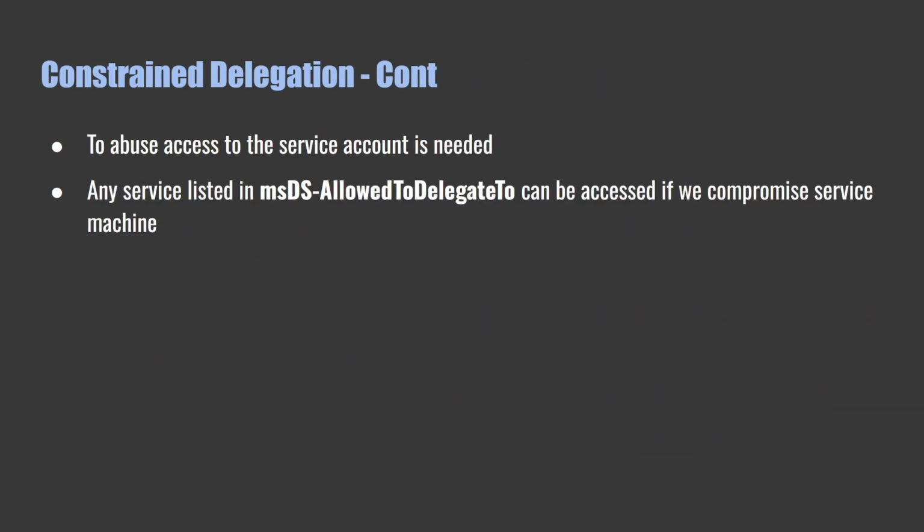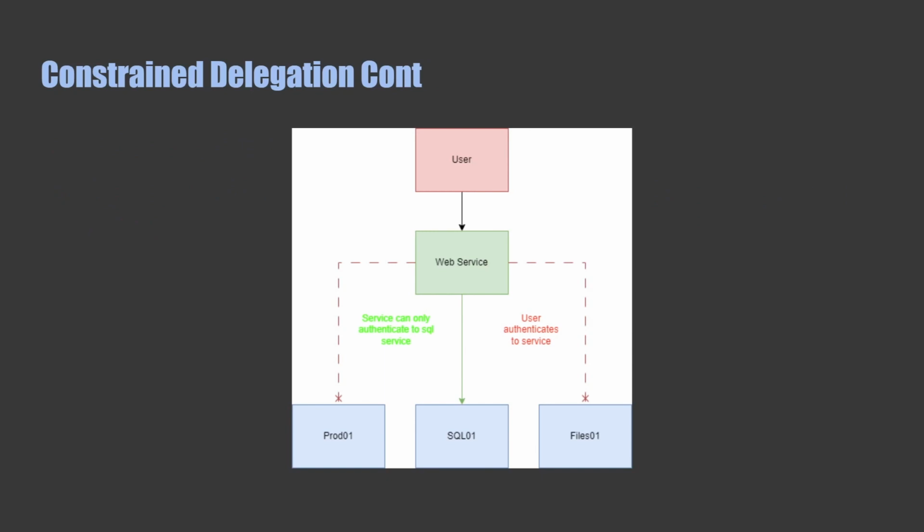To abuse access to the service, a service account is needed, so you'll need control over the actual account, like the service machine. And any service listed in that property can be accessed if we compromise the service machine. As I've already said, I'm not going over it in this video. These need their own separate videos, especially the next one, which is a little bit more complex. These will all have their own separate videos and examples of how you can exploit them. They'll all be coming out. Check the description.